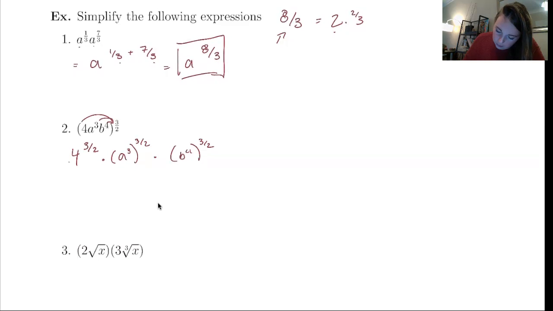If we focus on 4 to the 3/2, that'll be the square root of 4 cubed. And when it comes to variables, I can't even take the root of a, so I'm not going to separate them. This will be a to the 3 times 3/2 and b to the 4 times 3/2. These are all equal. The square root of 4 is, yes, it's 2, but what else is it? -2. Good job.